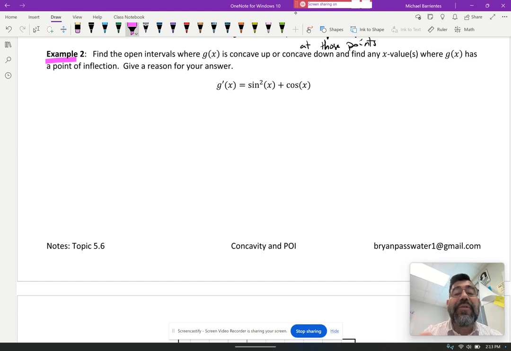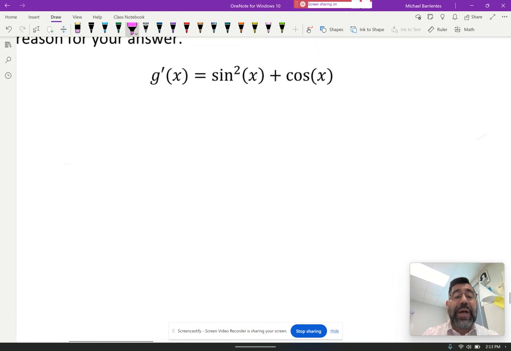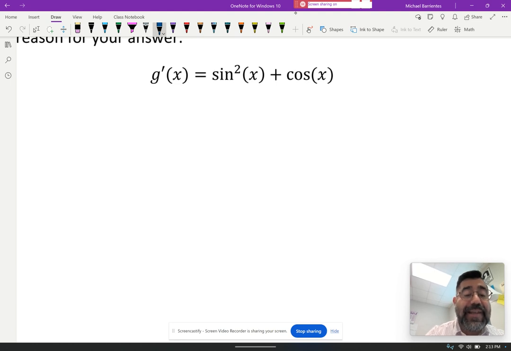But remember we said in order to find concave up or concave down, we need the second derivative of the function we want to find the concavity for. So I need the second derivative of g. I already have the first derivative, so I really only need to take one more derivative and then I'm done. I have the second derivative of g.